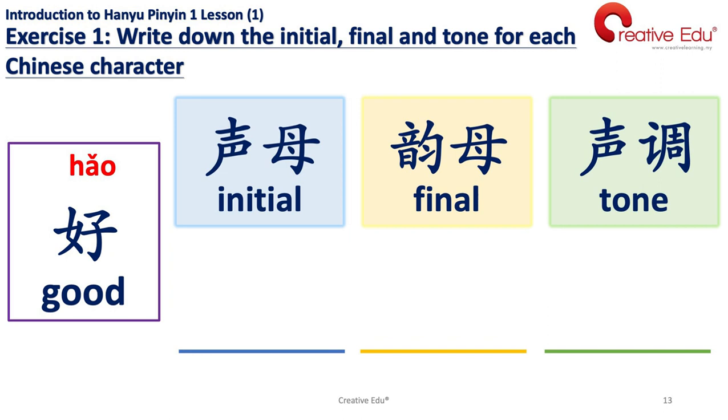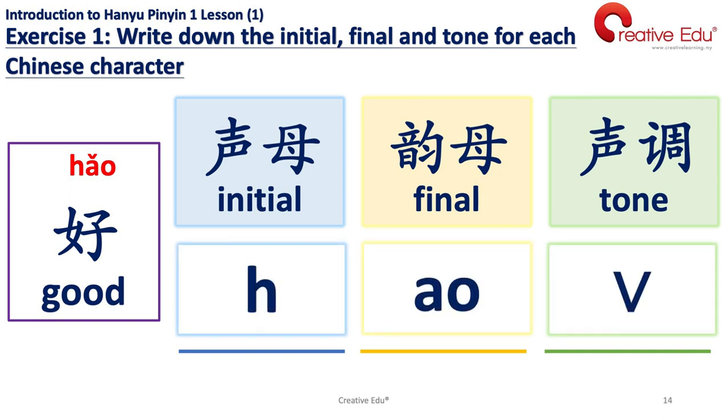Number 3, 好. H-A-O. Third tone. 好, good. Answer. The 声母 for 好 is H. 韵母 is A-O. 声调 is third tone. H-A-O. Third tone. 好.